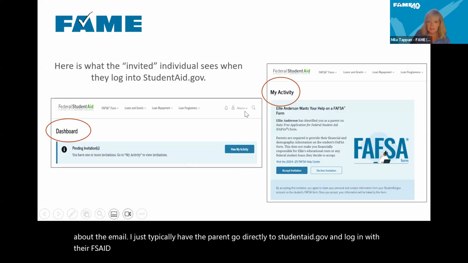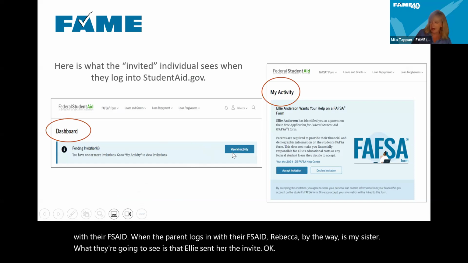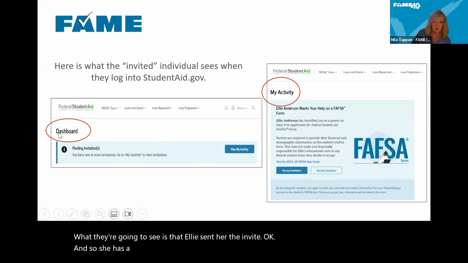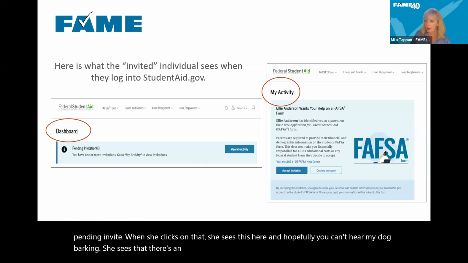When the parent logs in with their FSA ID, Rebecca, by the way, is my sister, what they're going to see is that Ellie sent her the invite, okay? And so she has a pending invitation. So this is on the dashboard. So she can see that she has a pending invite. When she clicks on that, she sees this here. And hopefully you can't hear my dogs barking. She sees that there's an invitation sent, and she will go ahead and accept this invitation.